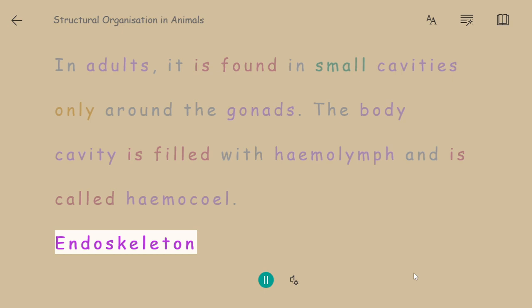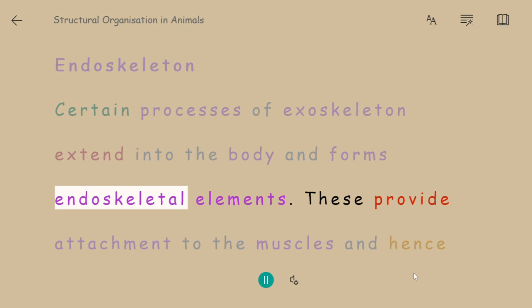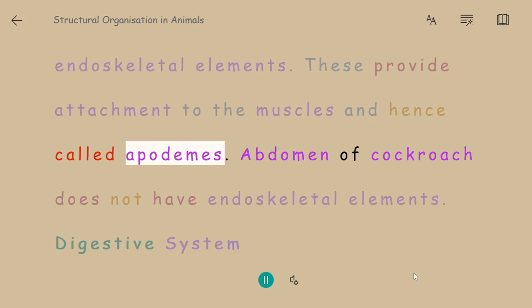Endoskeleton. Certain processes of exoskeleton extend into the body and form endoskeletal elements. These provide attachment to the muscles and hence are called apodemes. The abdomen of cockroach does not have endoskeletal elements.